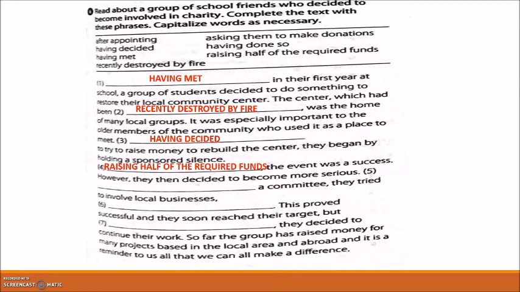Raising half of the required funds, the event was a success. However, they then decided to become more serious. After appointing a committee, they tried to involve local business, asking them to make donations. This proved successful and they soon reached their target, but having done so, they decided to continue their work. So far, the group has raised money for many projects based in the local area and abroad, and it is a reminder to us all that we can all make a difference.